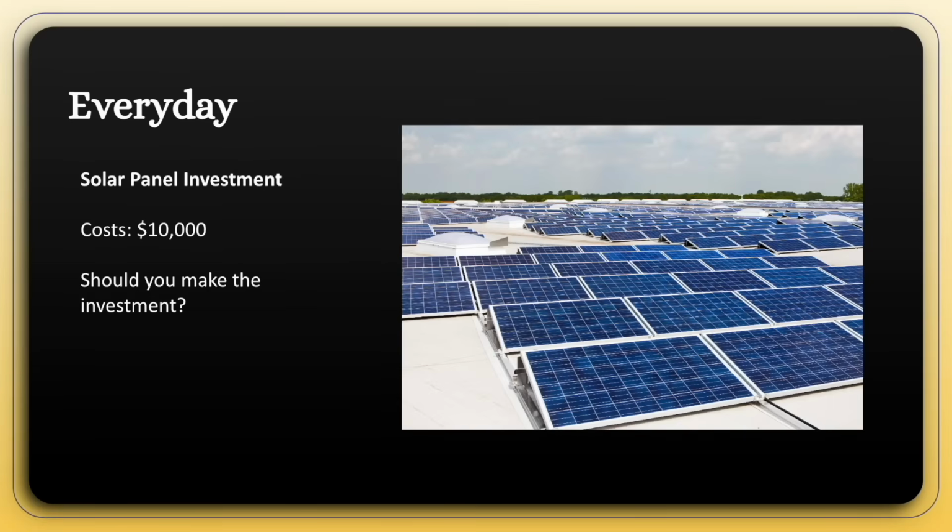So let's say you have the opportunity to install solar panels on your house. The solar panel company says it's going to cost you $10,000 to install solar panels. But they say in the long run, you're going to be able to save money. Should you make the investment?